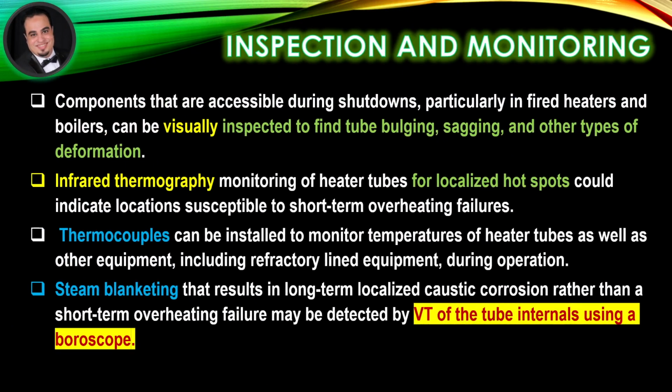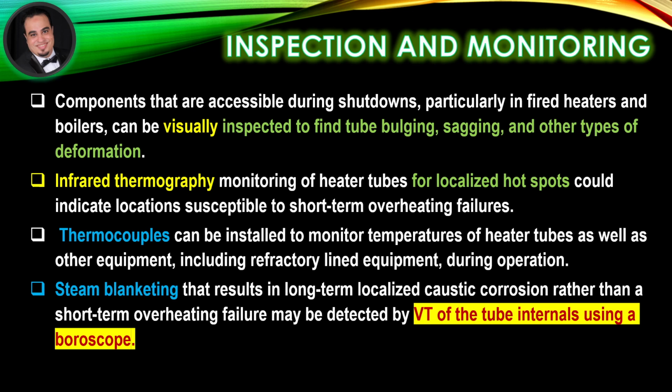Inspection and monitoring. Short-term overheating damage or failure can occur in such a short time that inspection as a mitigative or preventive measure may not be possible. However, there are several inspection and monitoring methods applicable to dealing with short-term overheating. Components that are accessible during shutdowns, particularly in fired heaters and boilers, can be visually inspected to find tube bulging, sagging, and other types of deformation.